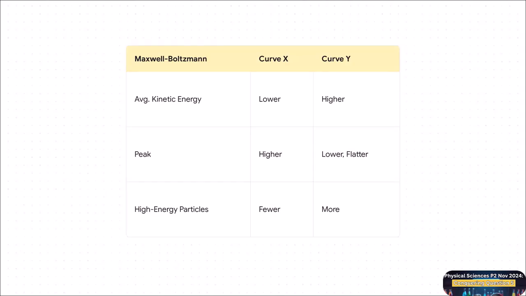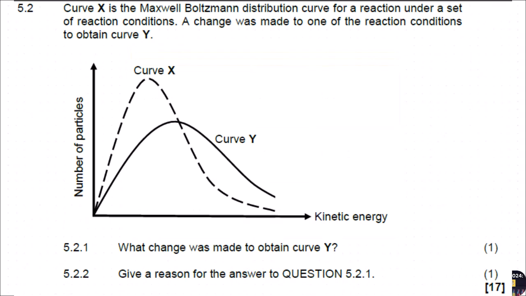So here we have a classic Maxwell-Boltzmann curve, which is really just a fancy way of showing the energy of all the particles in a system. The question is, what change turns curve X into curve Y? Well, look at curve Y.